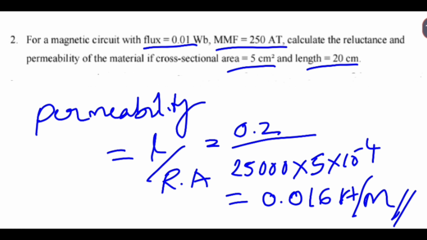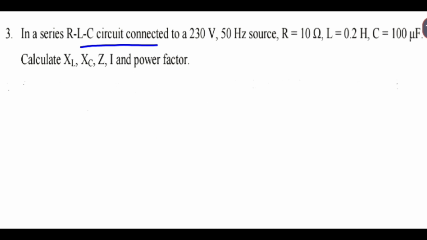The next problem is an RLC circuit. Voltage is given, frequency is given, and R is resistance, L is inductance, and capacitance is given. We need to find XL, nothing but inductive reactance, XC, capacitive reactance, Z, nothing but impedance, I, nothing but current, and power.